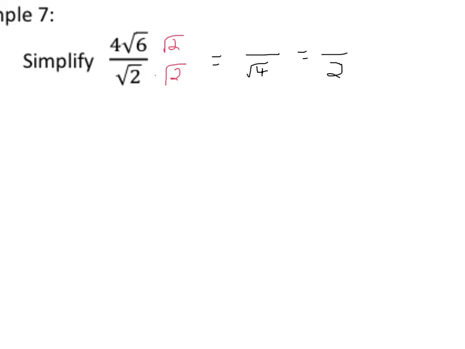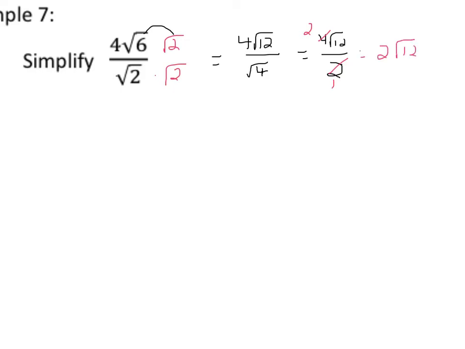On top, I get, again, the 4 on the outside of the root, so that's left alone. The 2 and 6 are inside the roots, so I get root 12. So now I have 4 root 12. Now at this point, if I wanted to, I can take the 2 and 4 and simplify that down, because now they're both on the outside of a root, and I get 2 root 12.